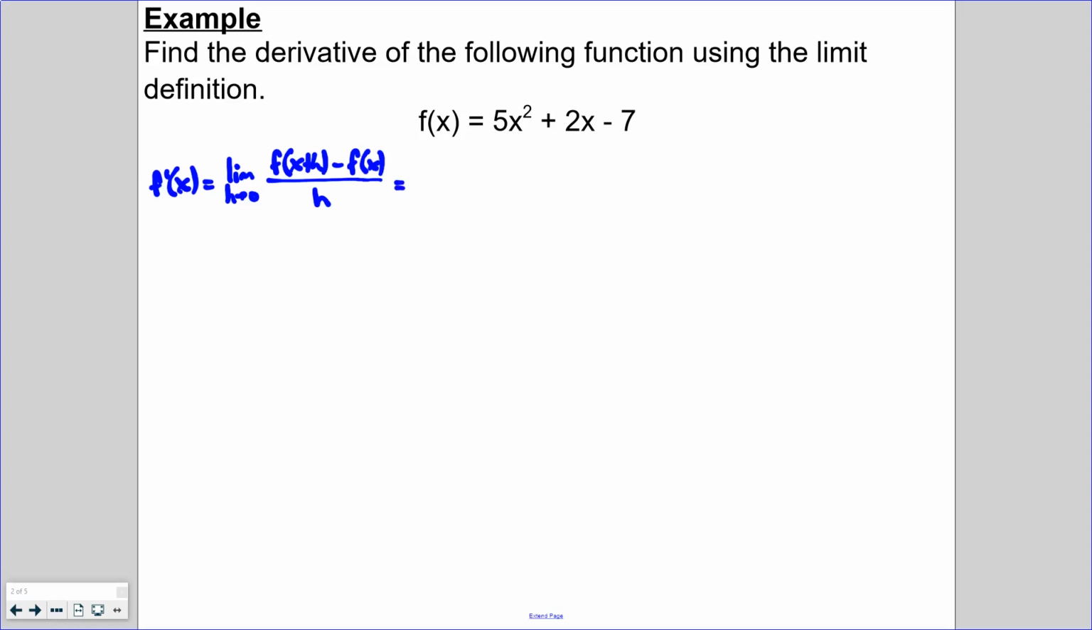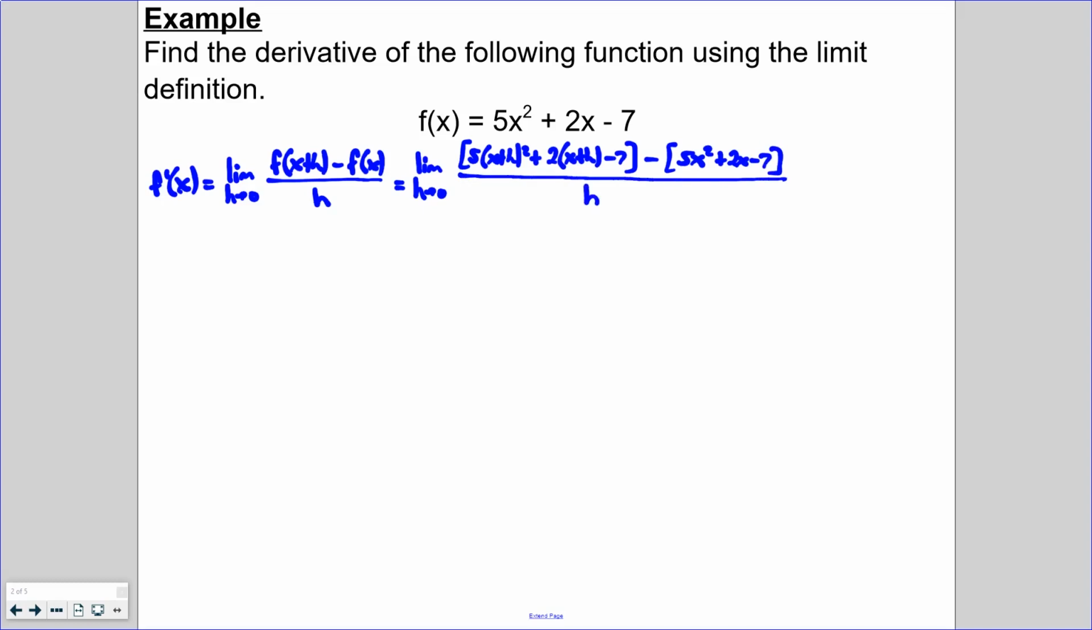So that's going to give us the limit as h approaches 0 of 5 times x plus h squared plus 2 times x plus h minus 7. And then minus just our f of x function, which is 5x squared plus 2x minus 7. And that is all over h.